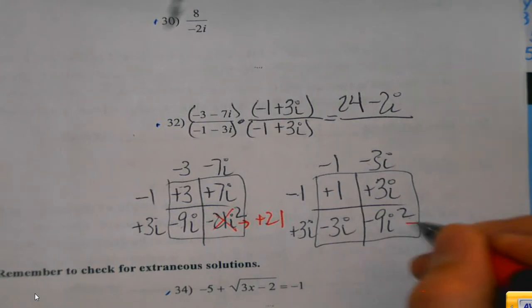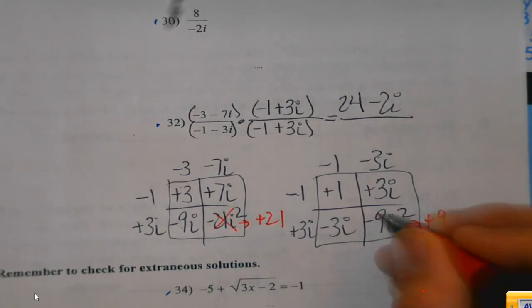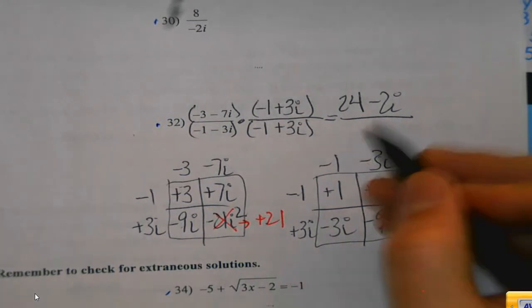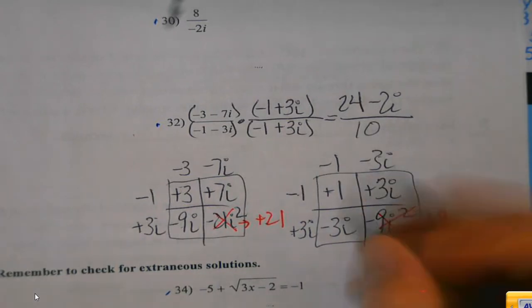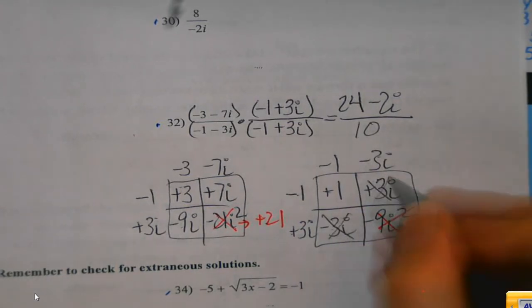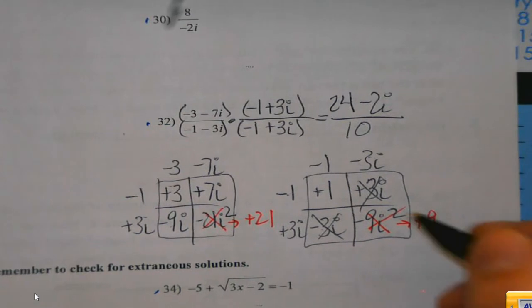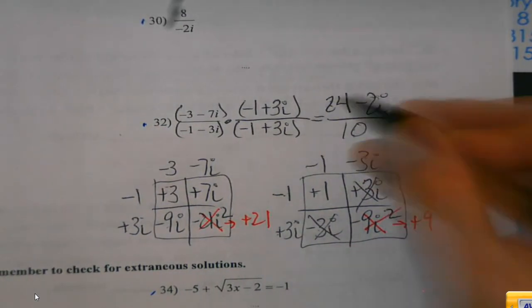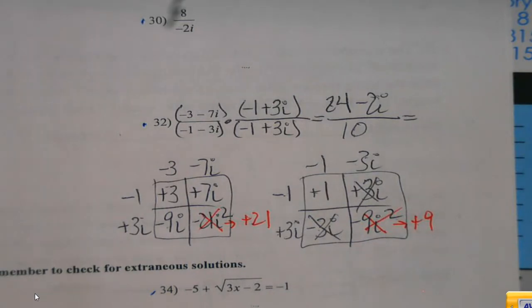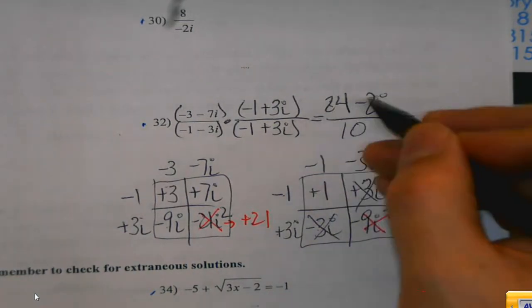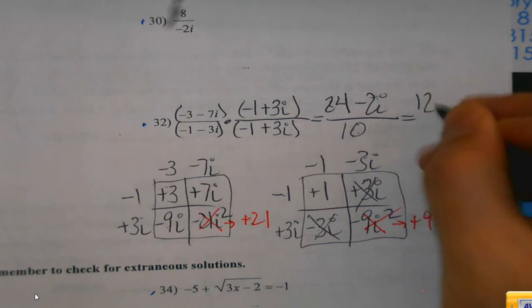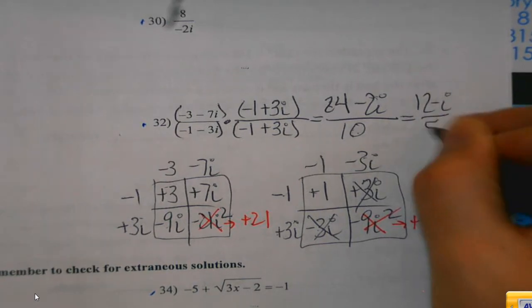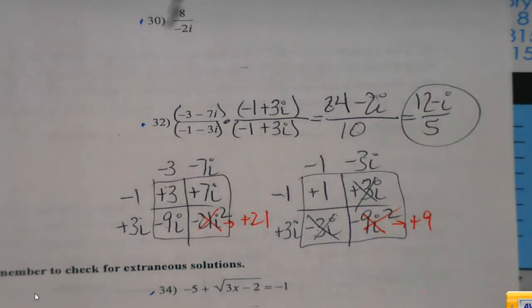Negative 9 times negative 1 is positive 9. 1 plus 9 is 10. 3i and negative 3i cancel. That's good. And the only thing left I might have to do here is if a number divides into all three of these, not 2 out of 3, not 1 out of 3, all three, divisible by 2, 2, 2, that is one thing I can do.